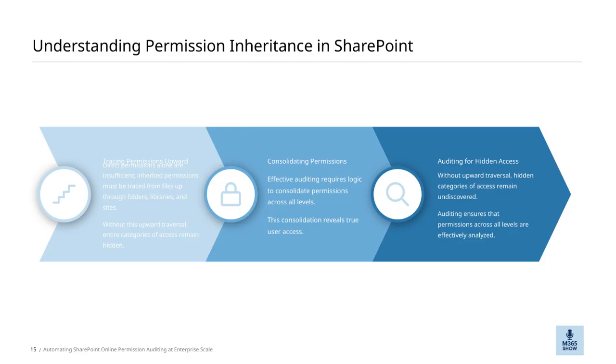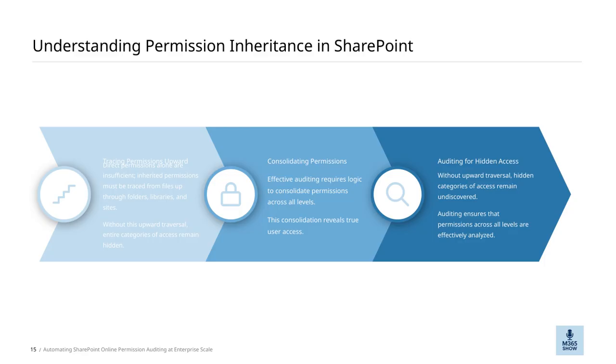But to do this effectively, we need to consolidate permissions from different levels to understand the true access a user has. This is where the concept of consolidating permissions comes in. It involves gathering and merging permissions from individual files, folders, libraries, and the site itself. It's important to remember that direct permissions alone don't tell the full story. Inherited permissions, which are passed down from higher levels, must be traced back upward to see the full scope of access. If we neglect this upward traversal, entire categories of access can remain hidden, leaving gaps in our understanding.